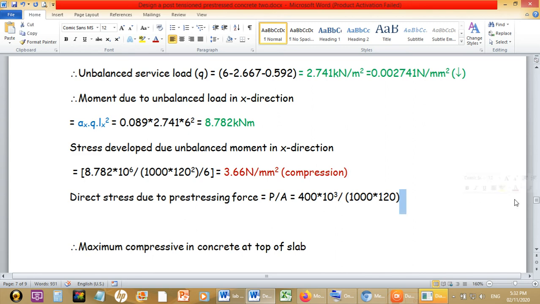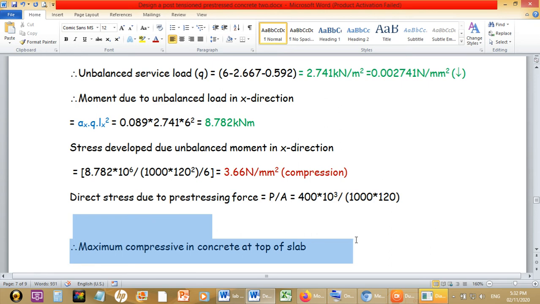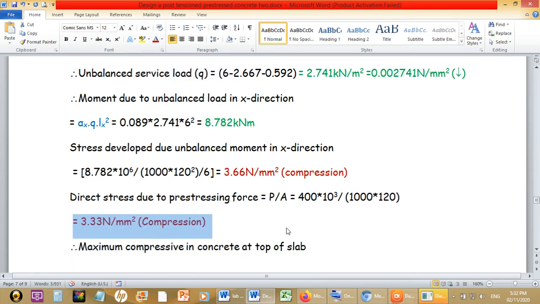So the direct stress magnitude, if we do the calculation, we get as 3.30 Newton per mm square, which is again compressive in nature, and the distribution is rectangular for direct stress and triangular for stresses due to the moment. Got it?